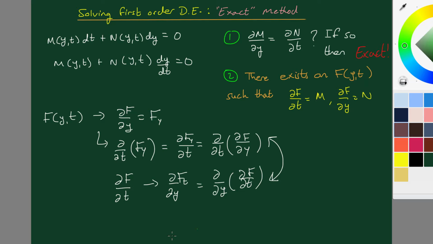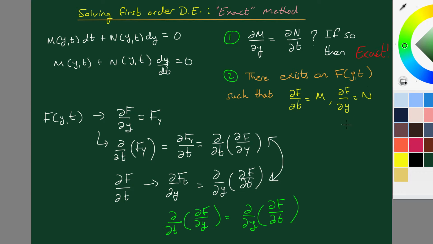So I can write this as d dt of df dy is equal to d dy of df dt. Okay? So this is the equality between partial derivatives. It doesn't matter which order you take the partial derivative with, as long as you're taking it with respect to the same two variables, the derivatives will be the same.